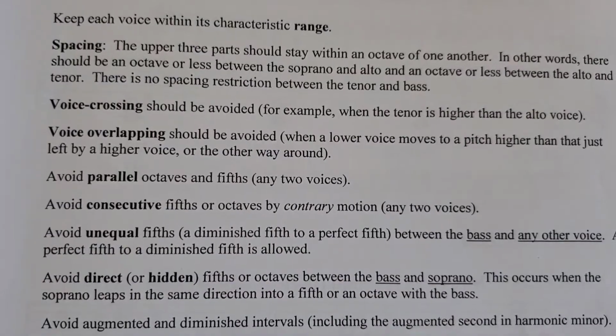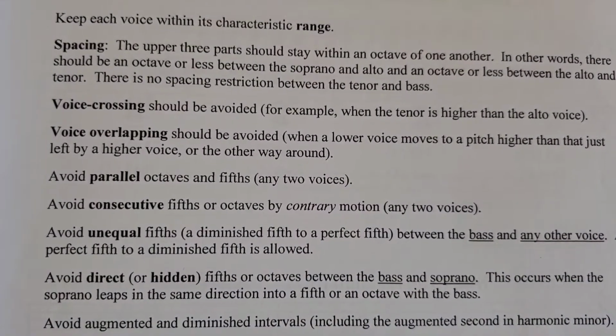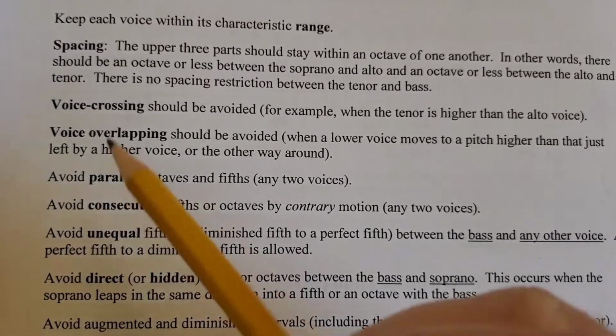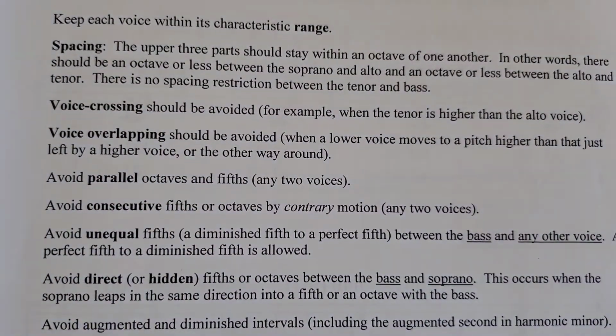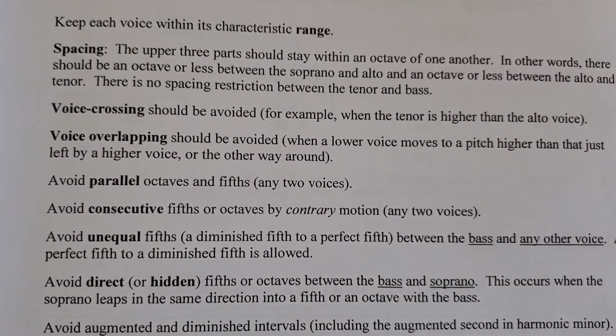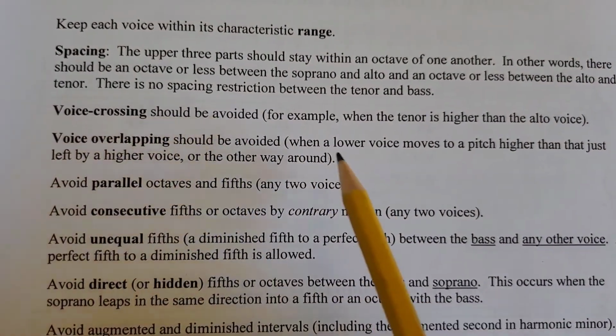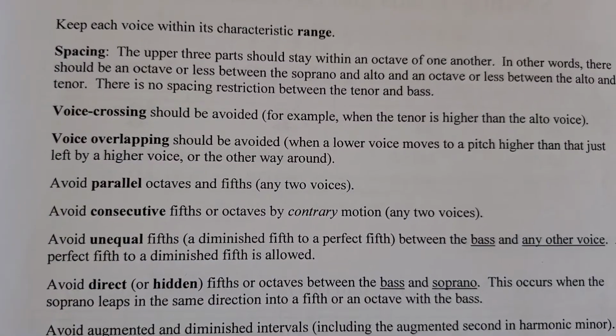All right, the next rule we're going to look at is called voice crossing. And this is to be avoided, just like a lot of these things that are on your rules of voice leading in bold. These are things that you're trying to avoid. So here, voice crossing should be avoided, for example, when the tenor is higher than the alto.